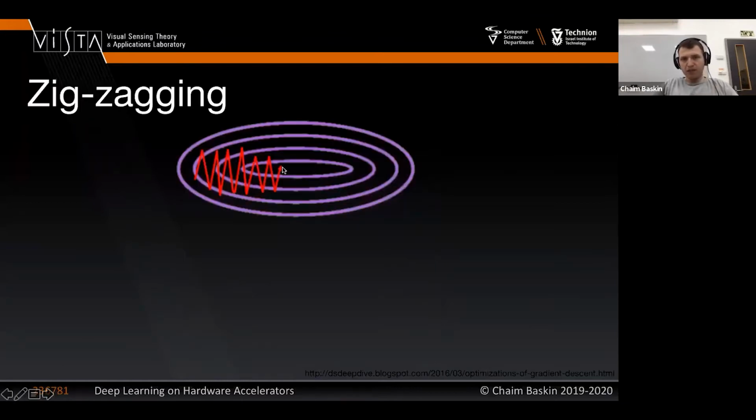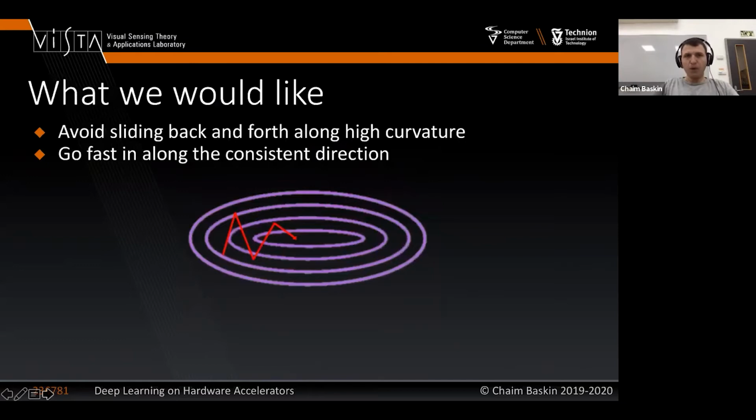So actually, it's working like zigzagging, yeah. We are doing zigzagging and orthogonal, but with some slope. This is SGD, of course. What we would like to do is avoid sliding back and forth along high curvature. We want to go faster in the consistent direction to our local minimum.